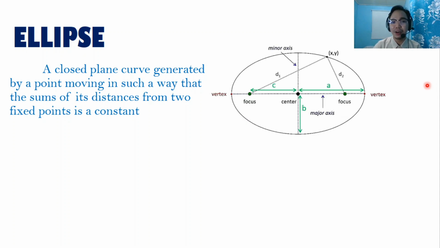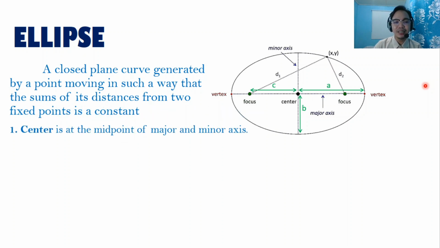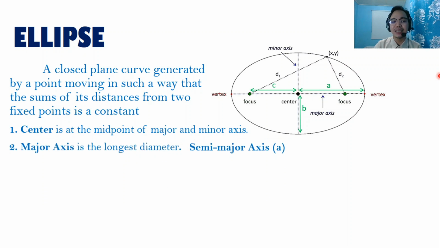So what are the parts of the ellipse? Unahin natin ang center. The center is at the midpoint of major and minor axis. So ito yung center natin. Then, we have major axis. Tandaan natin na ang ellipse ay may dalawang diameters: the longest or the major axis and the shortest or the minor axis, na i-discuss natin mamaya. So ito yung major axis natin, horizontal. So in this figure, horizontal ang ating major axis.